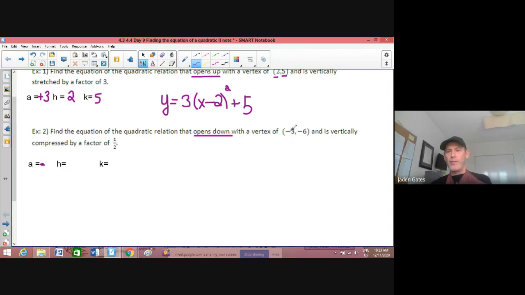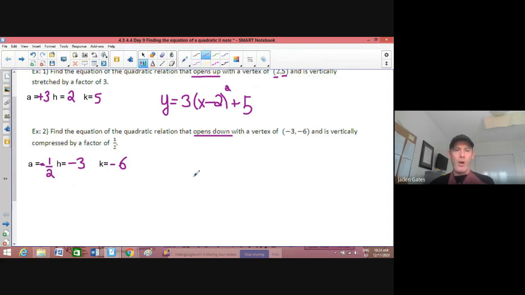It has a vertex of negative 3, negative 6. So that's telling me negative 3 that this is shifted left 3, so my H is negative 3. Down 6, so my K is negative 6. And then is vertically compressed by a factor of a half. So the number on my A is 1/2.